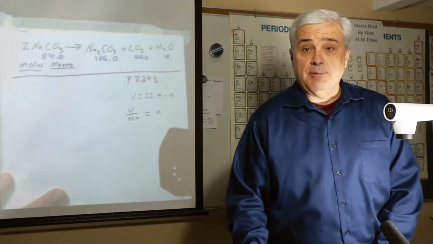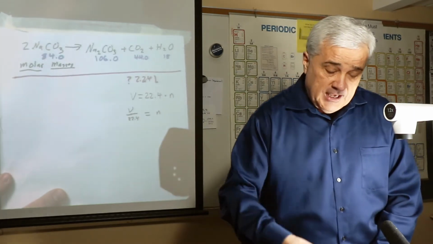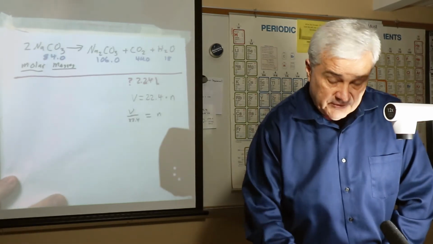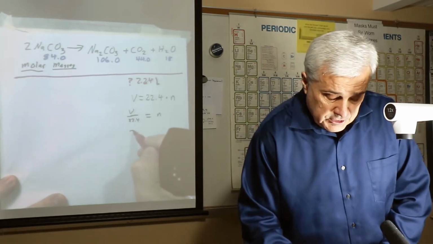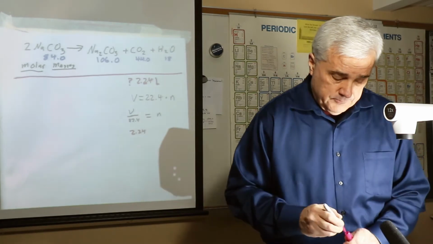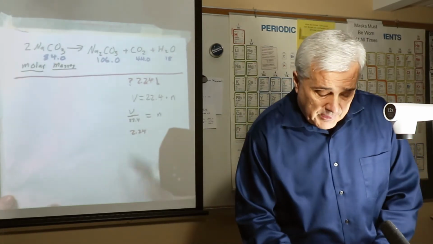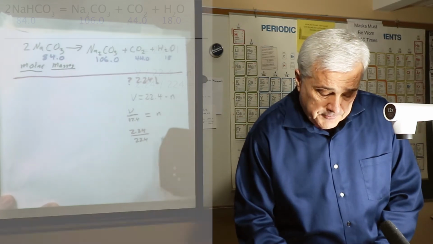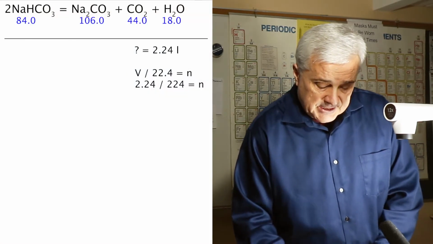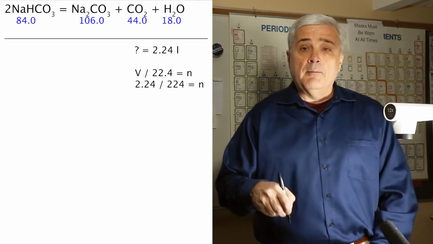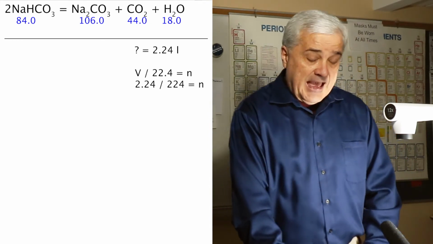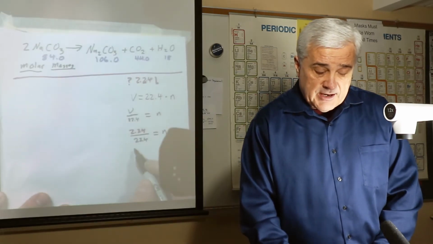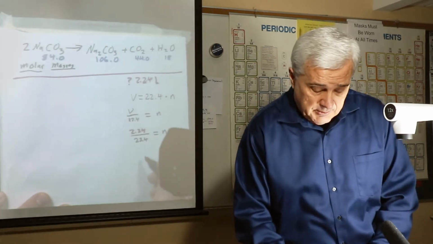Now I have 2.24 given, and there's a number, and there's a division, and I can probably do that. So I'm going to take the 2.24 liters that I was given in the story and divide it by the definitional 22.4 to get N. The number of moles of gas that I need to produce is going to be this number divided by this number. Get my calculator out, and I get 0.1.